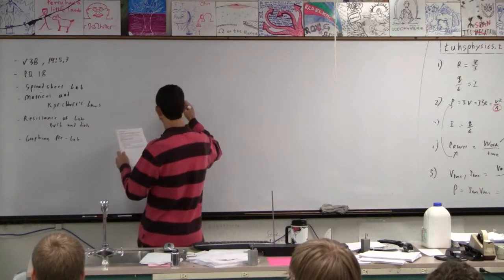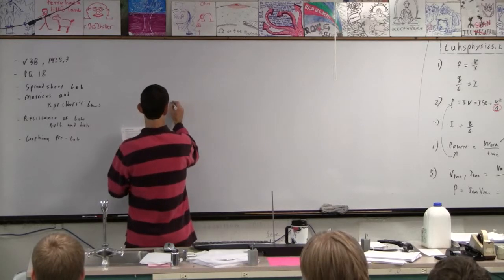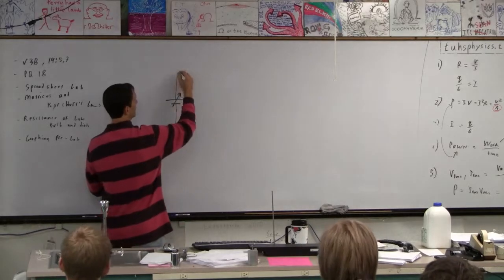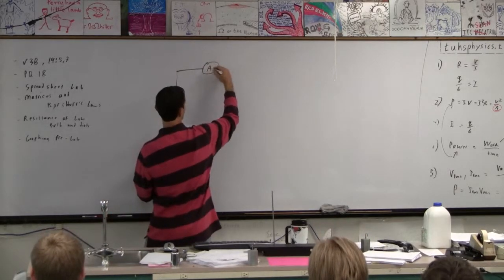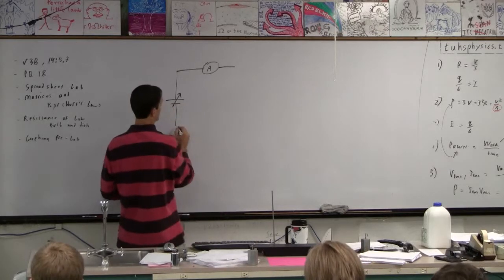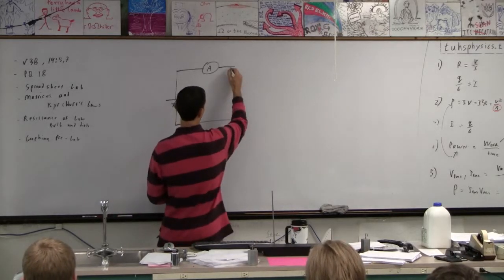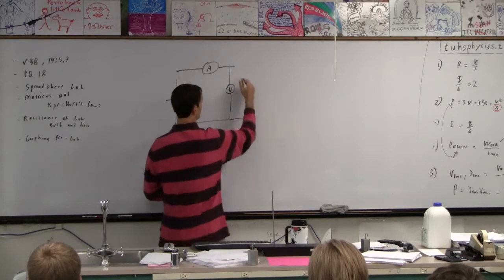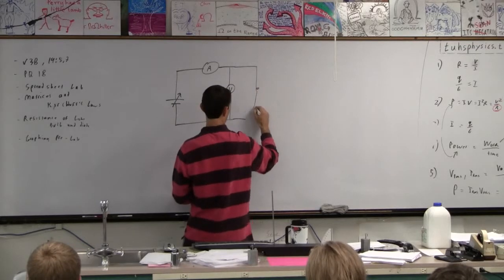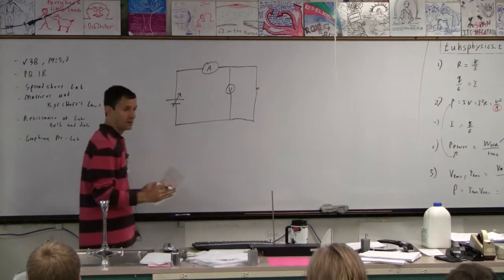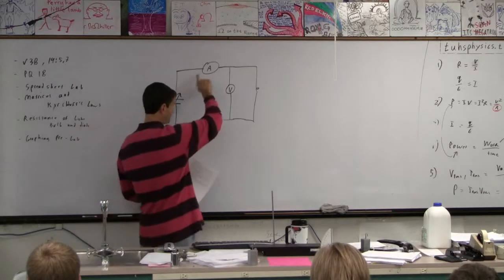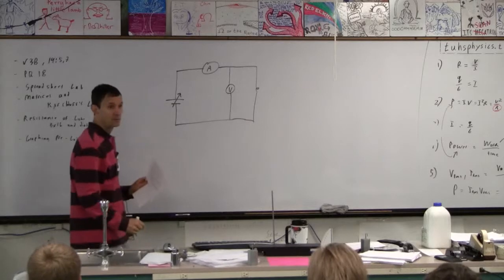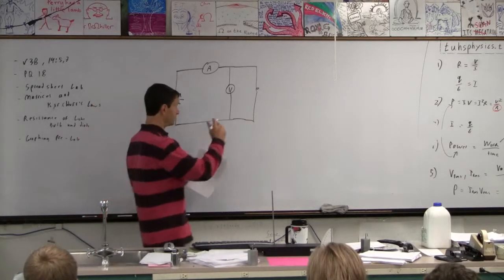Okay, so for this lab, basically what we're going to do is we're going to have a variable voltage source, right? And we're going to have an ammeter. The ammeter is going to measure the current flowing through, and then we're going to have a voltmeter like this, and we're going to hook this thing up to a light bulb, right? And so we should be able to measure simultaneously the current flowing through the light bulb and the voltage across the light bulb. Ultimately, we can figure out the resistance.